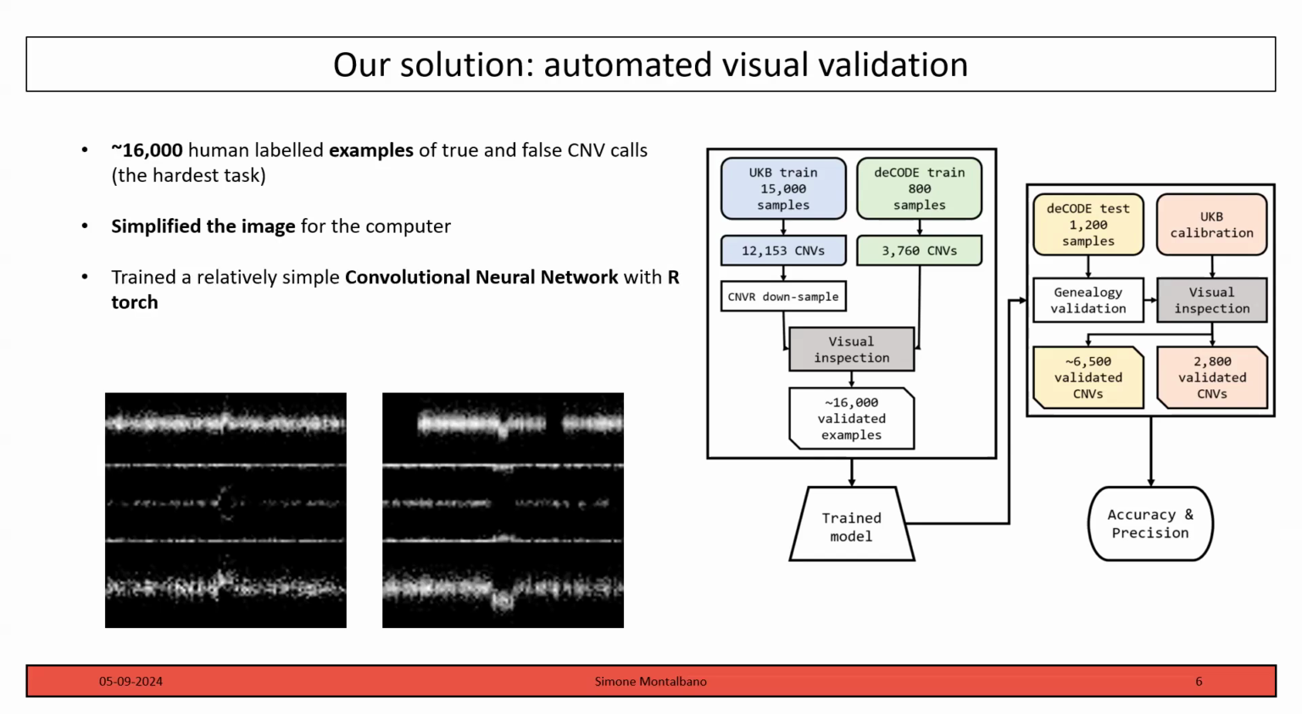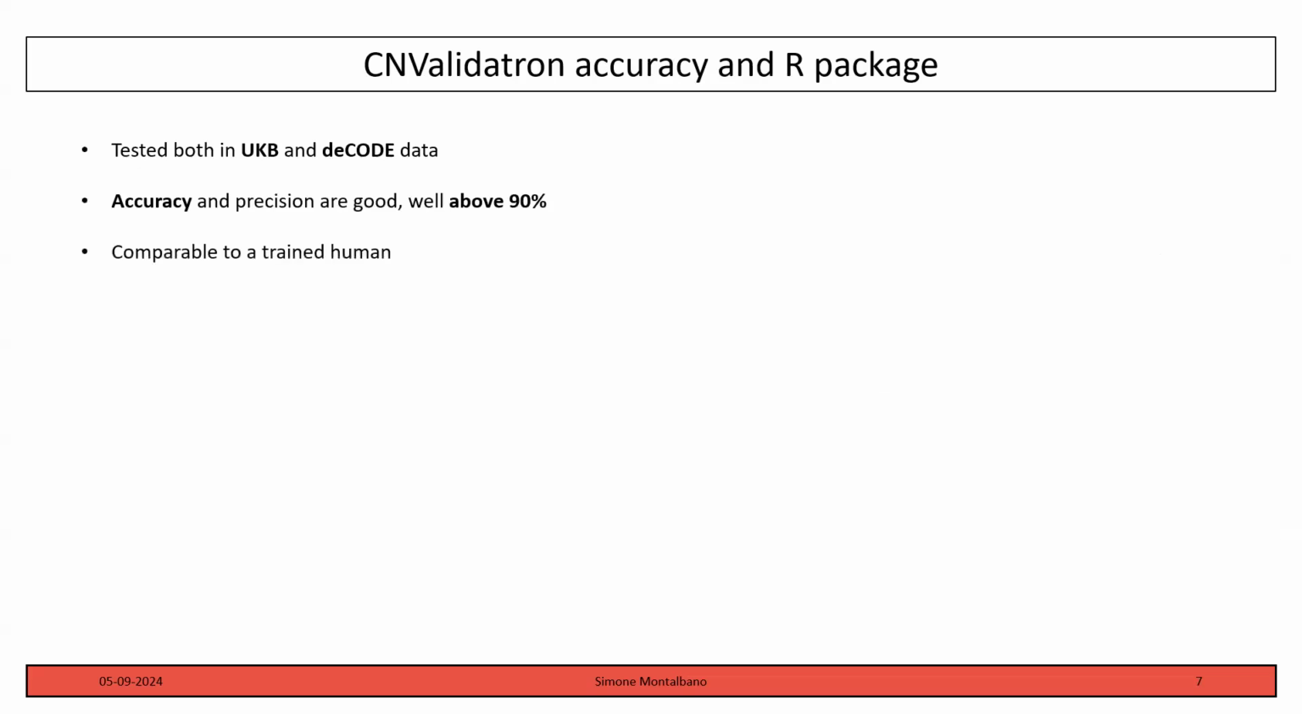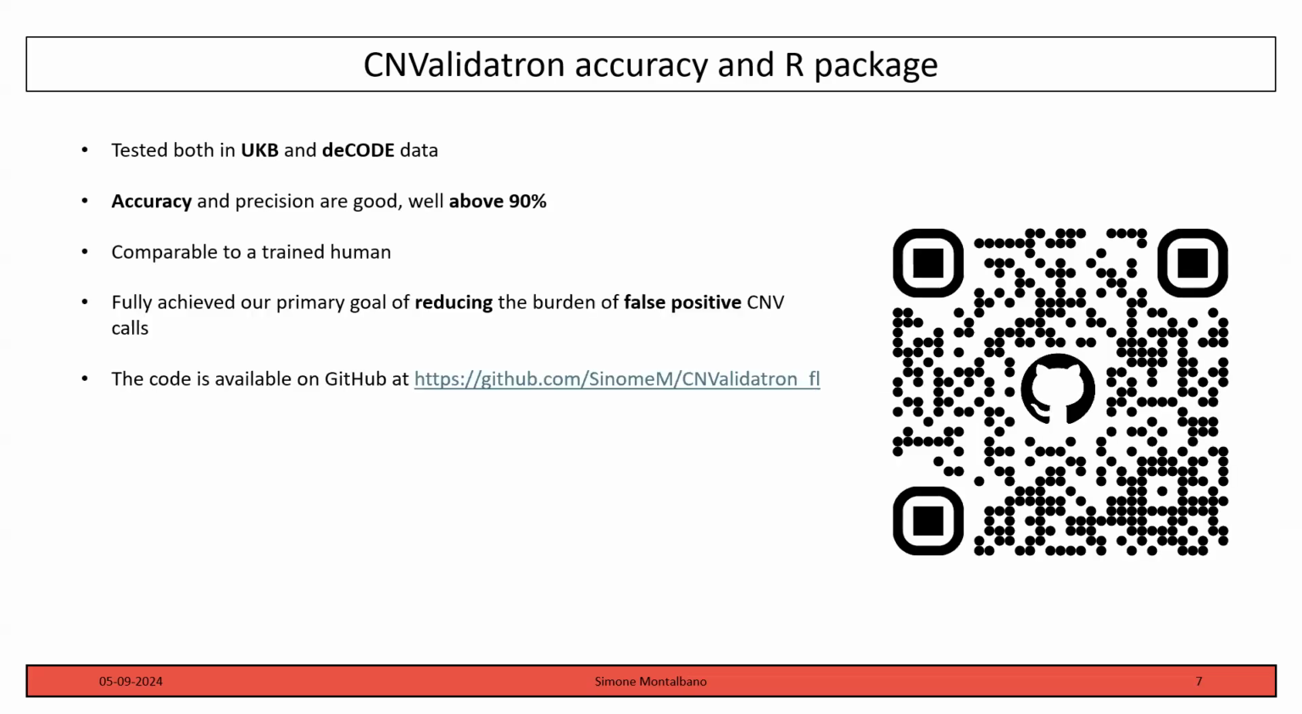And then I trained a relatively simple convolutional neural network with the R implementation of Torch. So it's native R. Then we tested the accuracy in a different set of data within both cohorts. And prediction and accuracy are very good. I would say they are well above 90% in both samples. And this is very well comparable to a trained human.